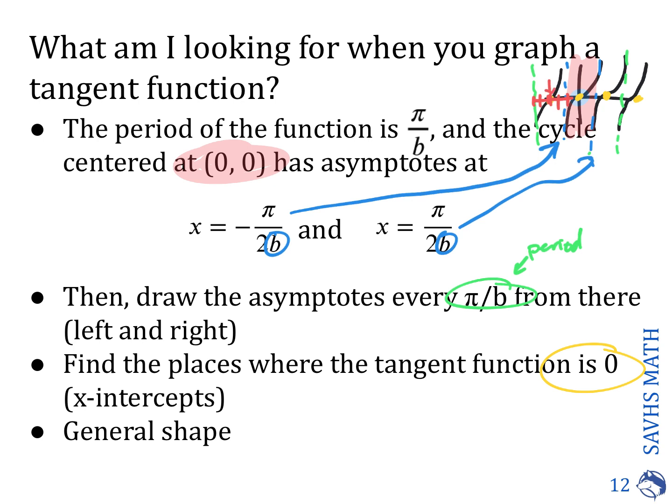Generally, I also want you to pay attention to the shape. Does it look like this, or does it look like this? Is it decreasing or is it increasing at each little part of it? Generally, if you have an a that's a big number, you should make it more steep. And if it's a smaller number, then it should look almost more like a cubic, like this, where it's a little bit flatter in the middle.